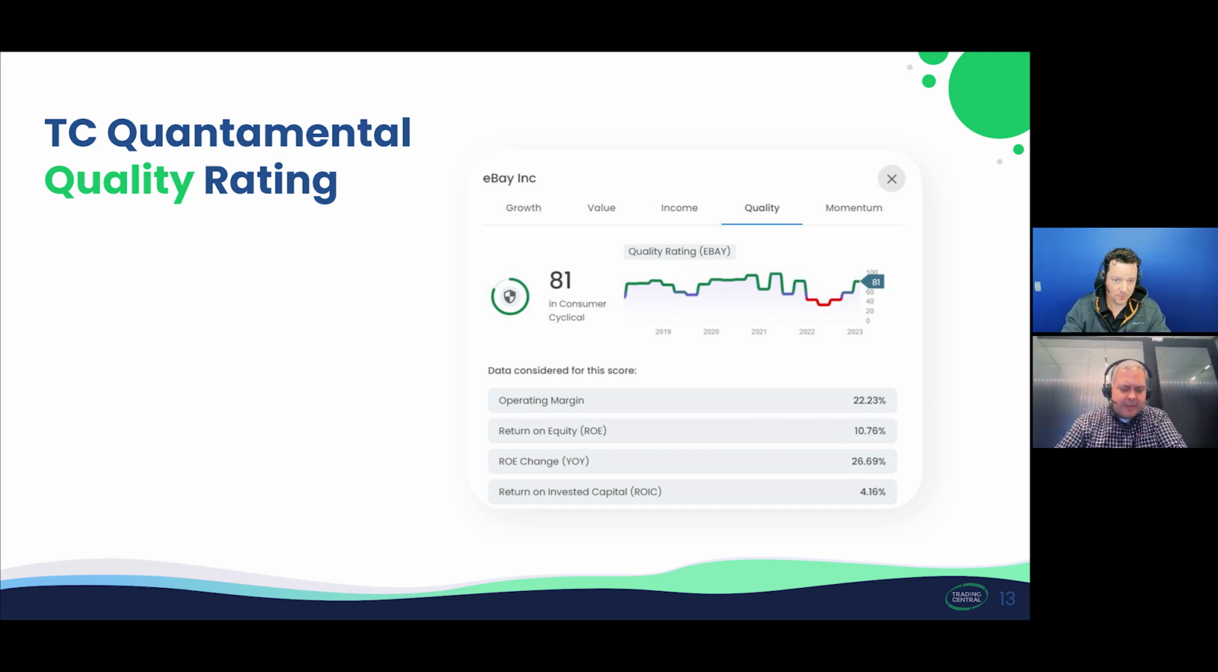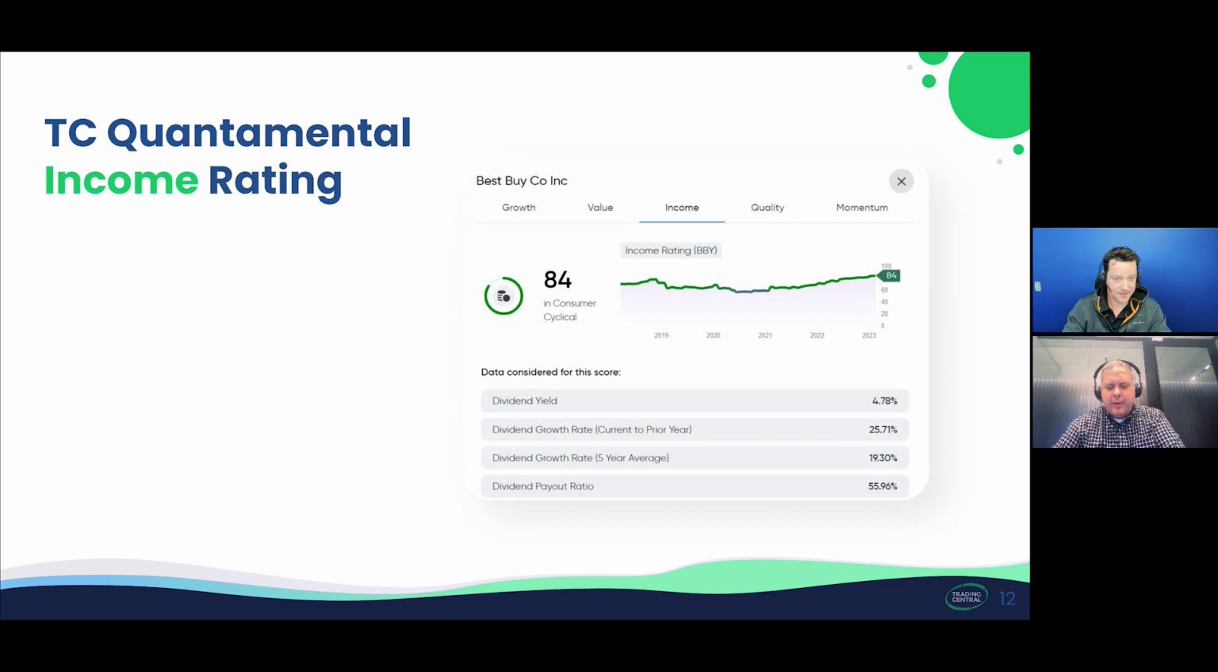Hey, Gary, sorry, a question popped up while you were on the income screen. They were asking, would a higher income score generally mean a higher dividend yield or not necessarily? So great question. So not necessarily, right?